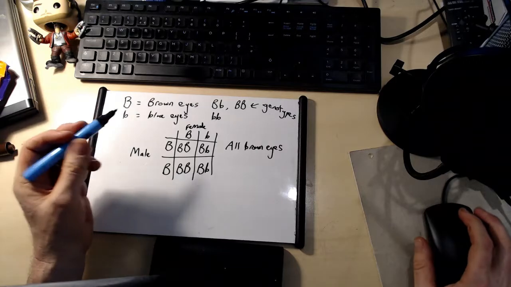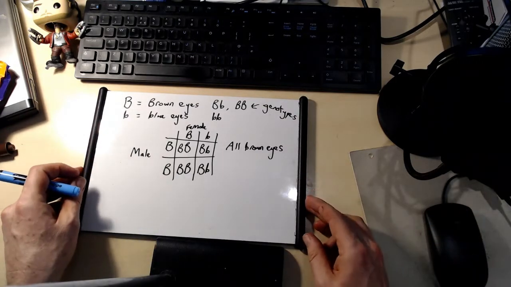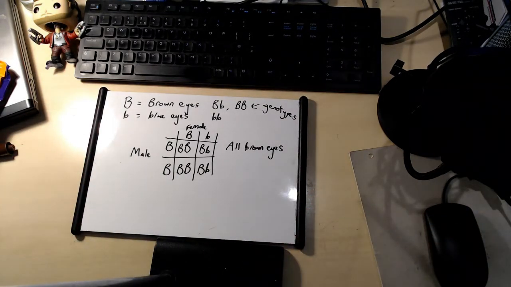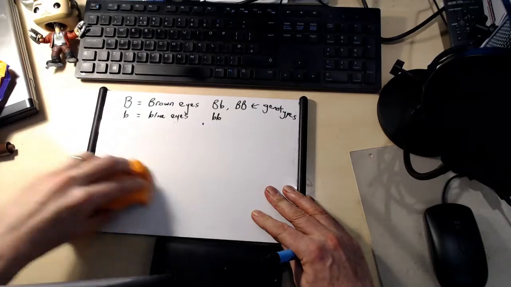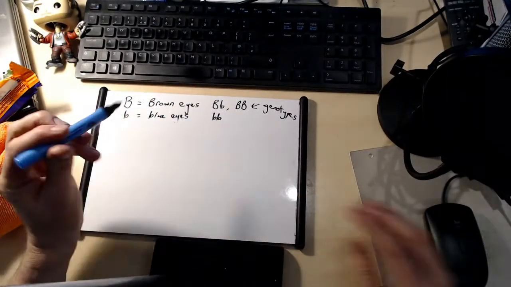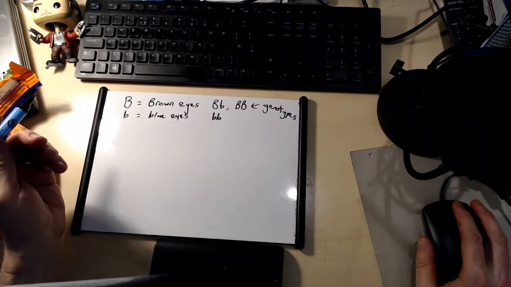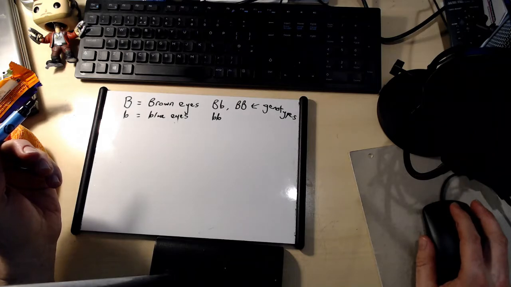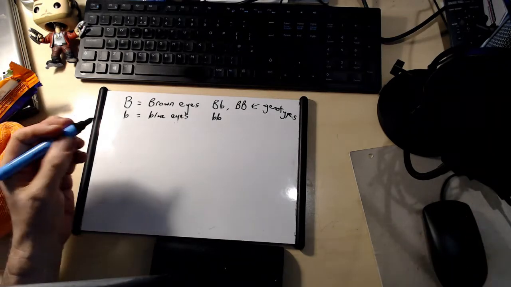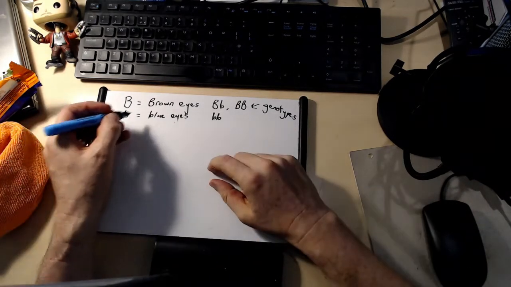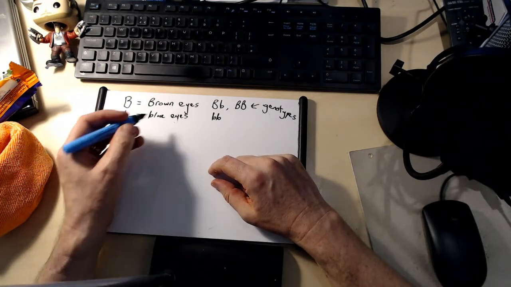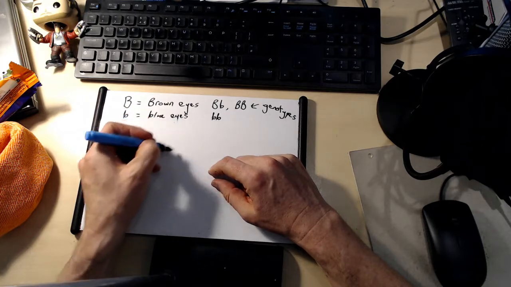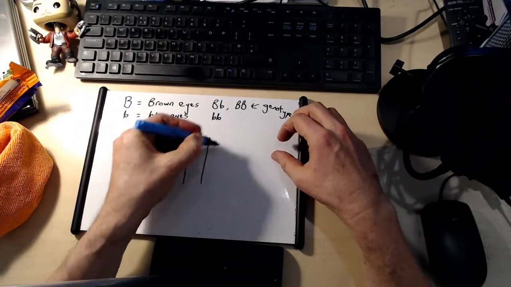Okay, so let's go on to another example. So I'll just wipe that out. So let's imagine we have a different set of parents. Okay, so in this case, actually the father has blue eyes and the mother has brown eyes. Okay, so again, we'll draw the Punnett square.